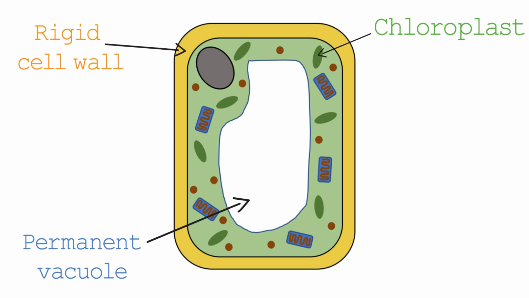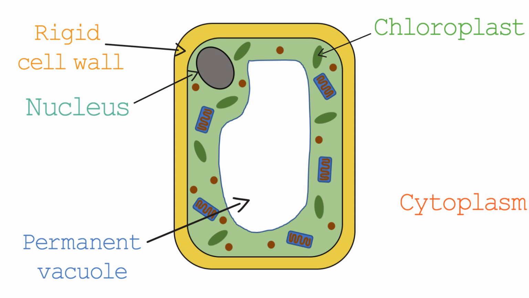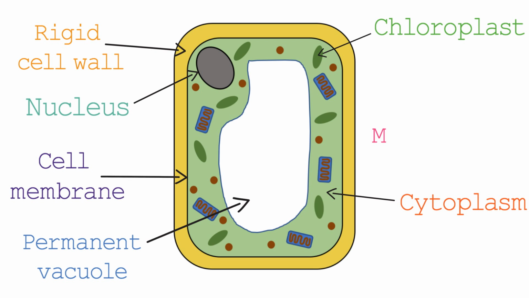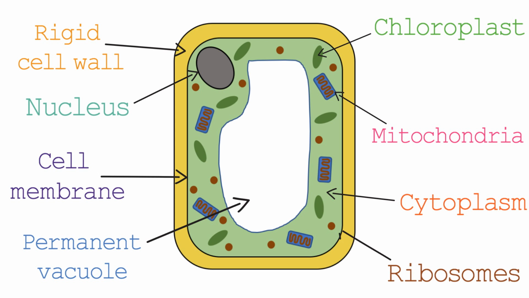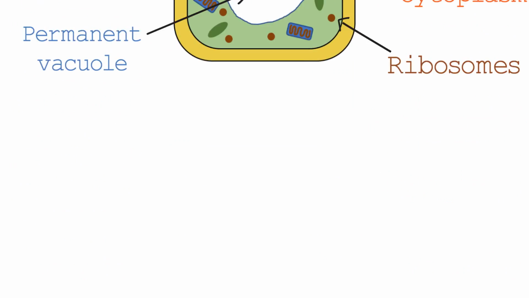So a typical plant cell has these three additional features: a rigid cell wall, chloroplasts, and a permanent vacuole. They also have all of the other components that a human and animal cell has. So they have a nucleus, a cytoplasm, a cell membrane, mitochondria, endoplasmic reticulum, and ribosomes. So that brings us to the end of this video.